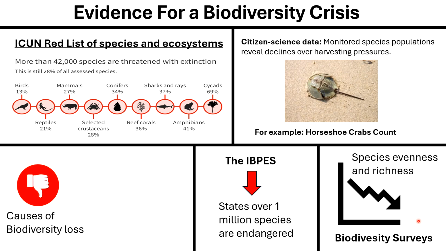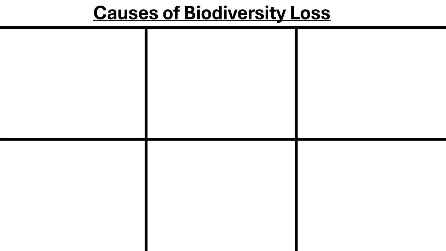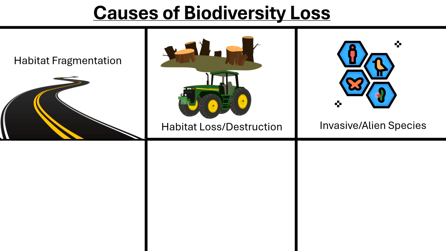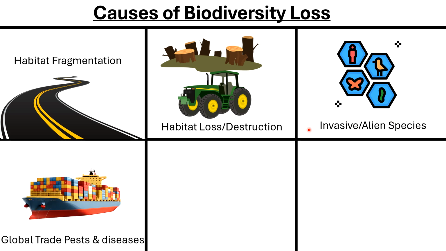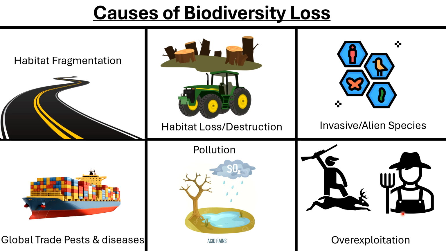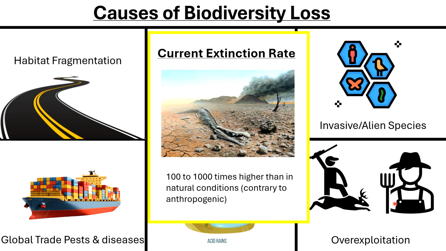Now, let's look at the causes of biodiversity loss and the conservation methods to play against this. Habitat fragmentation would be a cause of biodiversity loss, as well as habitat destruction, the introduction of invasive or alien species, the spreading of pests and diseases caused by human traveling, the pollution such as sulfur dioxide, which turns into acid rains, and this is increased by human activity as well, and the overexploitation that we saw before. As a result, the current extinction rate is 100 to 1,000 times higher than it would be in natural conditions.